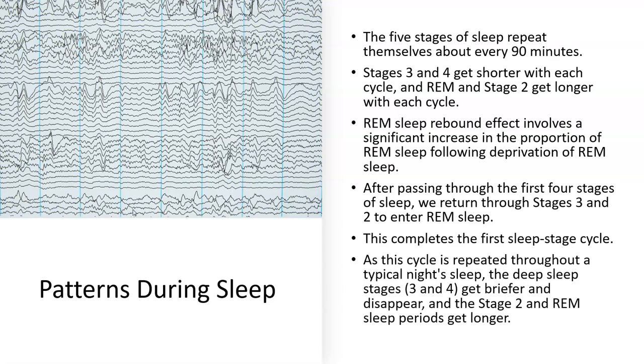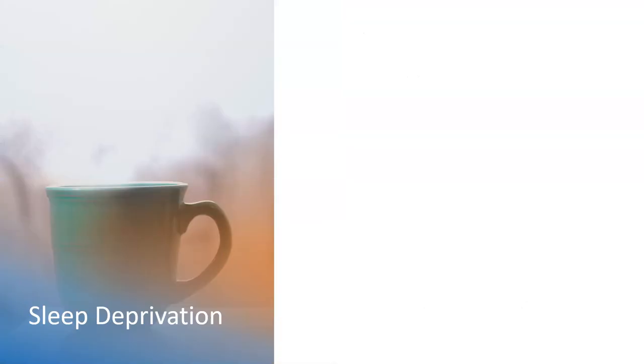As the cycle is repeated throughout a typical night's sleep, deep sleep stages 3 and 4 get shorter and start to disappear. Stage 2 and REM sleep periods get longer. So you don't necessarily have this 1, 2, 3, 4, 5 progression. Over the course of the night, the order and the length of time that each of those stages lasts will change.